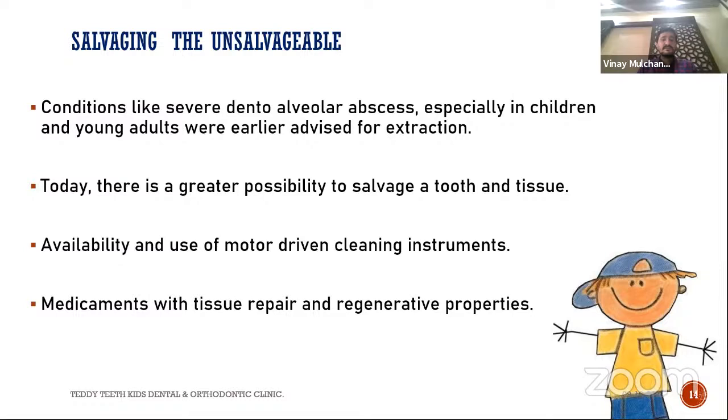Also, there has been a change in the use of medicaments. The medicaments which are used now are more regenerative in nature. They have a repair property so that the gingival and periodontal tissues heal better in a toxic-free environment.